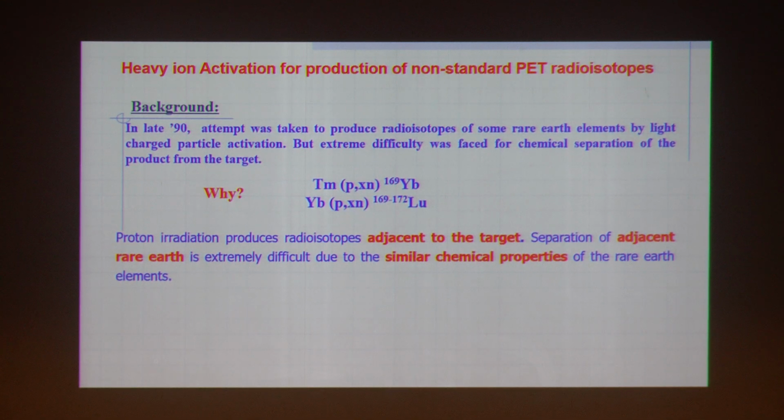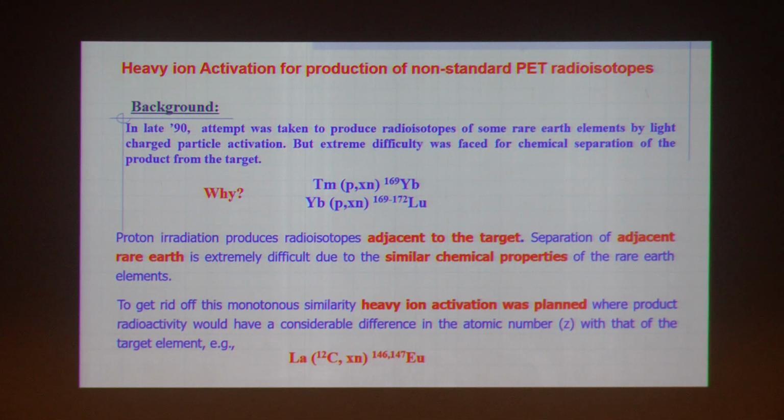Now, if I come to heavy ion activation for production of non-standard PET isotopes, then in the late 90s, several attempts were made by Professor Lahiri's group, and they were able to overcome the difficulties and produce some of the radiolanthanides which are important in nuclear medicine. I have given one example of thulium, which by proton-induced reaction can give 169 ytterbium. But the problem here is that because of the similar chemical nature, the radiochemical separation is difficult.